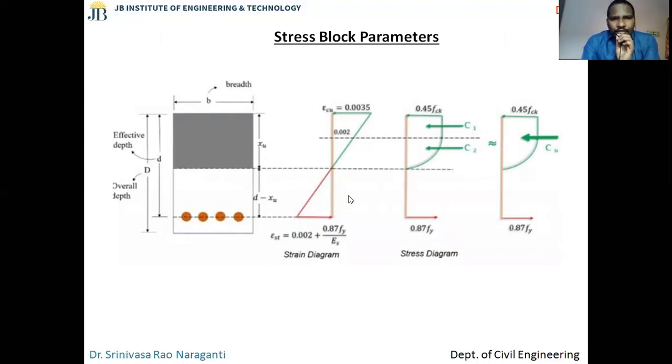So the first graph talks about the strain diagram. Before failure, the maximum strain allowed in the concrete is 0.0035. Then similarly, for a particular strain in the concrete, the strain in the steel is given by this equation, 0.002 plus 0.87 fy by Es. This will give us the strain in the steel.